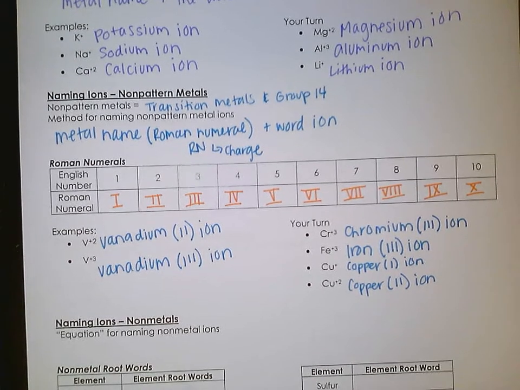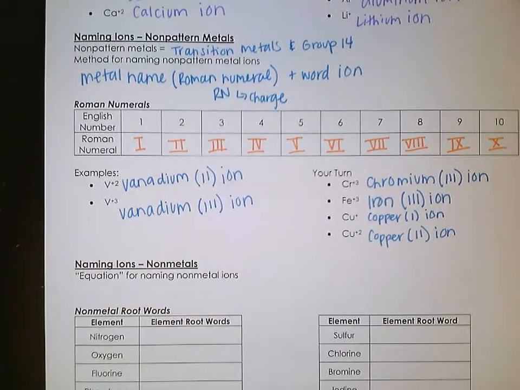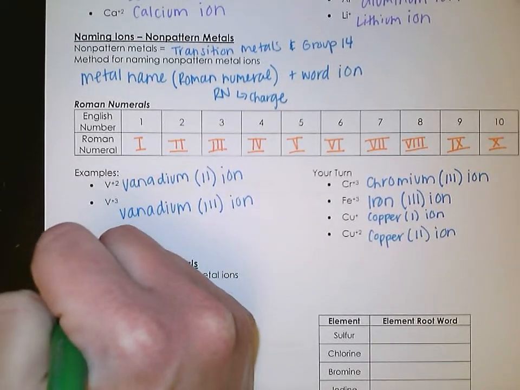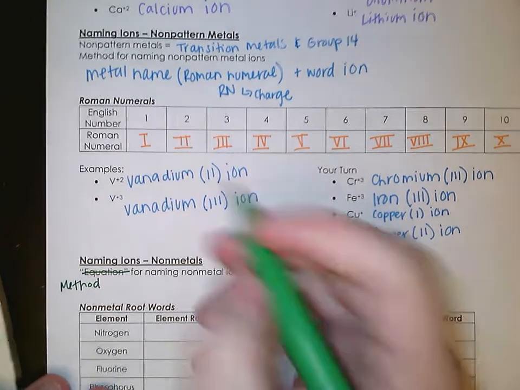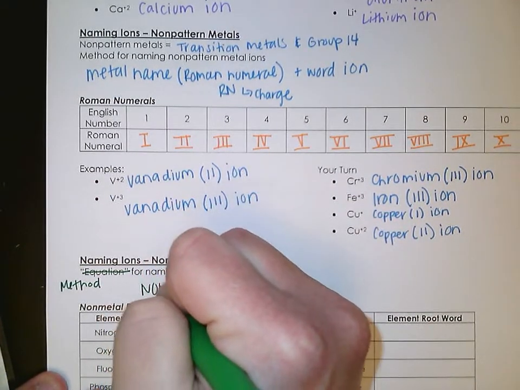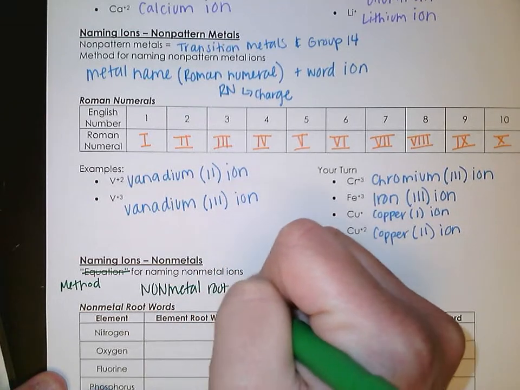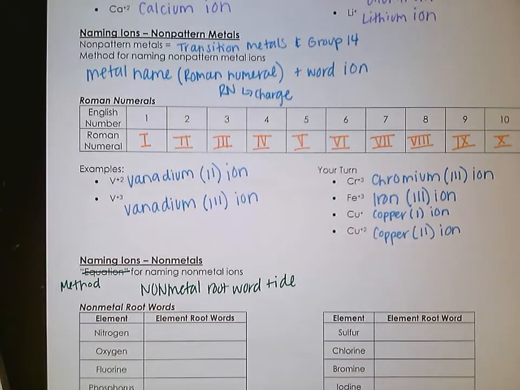So first thing is when it talks about our equation, I like to call it a method more than an equation. I'm just going to mark that out and put method. It is going to be us writing the non-metal root word plus IDE. So we're going to make this one word. Okay, so let's look at our roots.